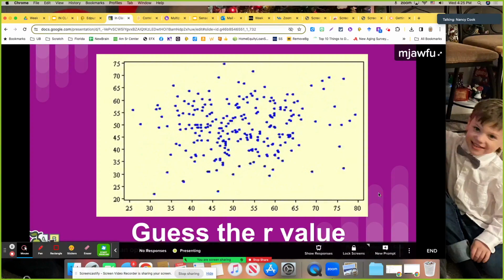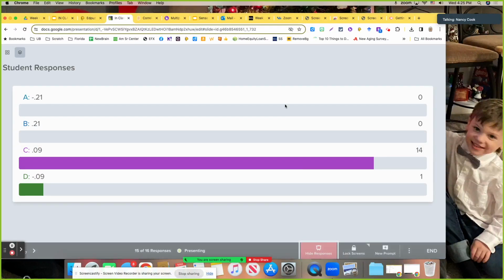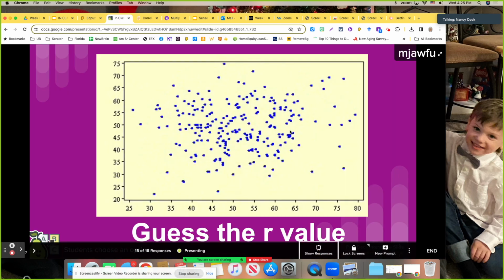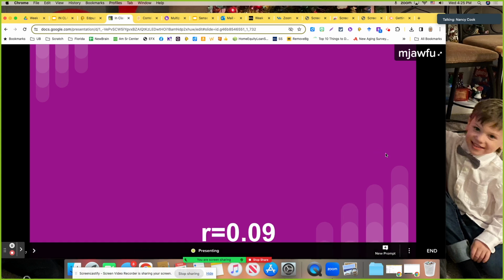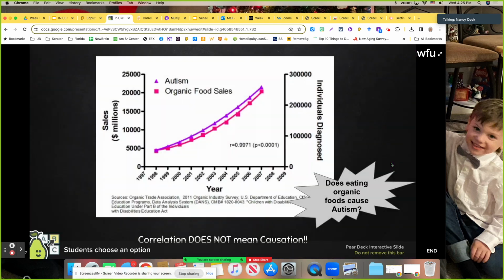Let's try another one. Okay, let's see what we have here. So it's either 0.09. You're noticing that it's a small correlation, just not sure whether it's positive or negative. And it's hard to tell on here, but let's see what it is. It's actually a positive 0.09, goes up a little bit, but it would be really hard to tell just by looking at that. So you get the general idea.